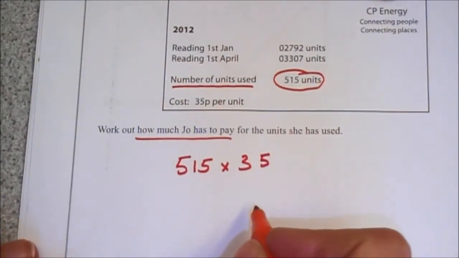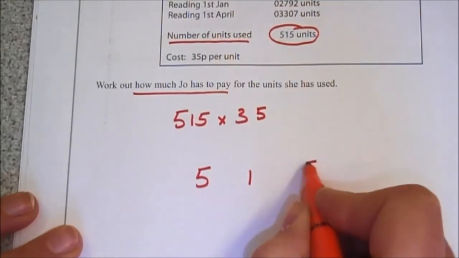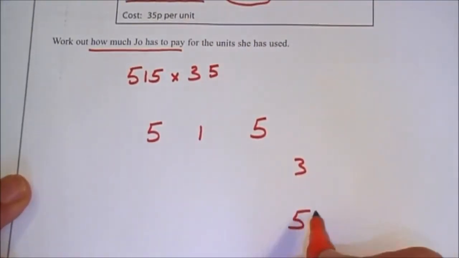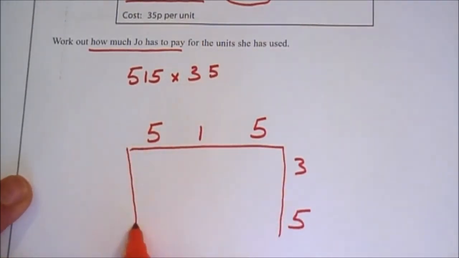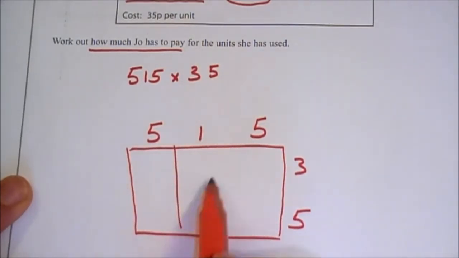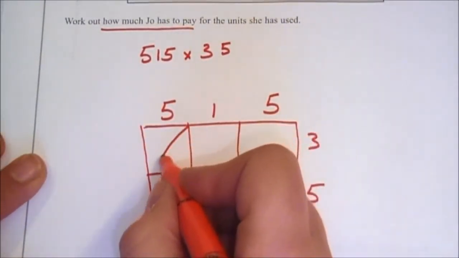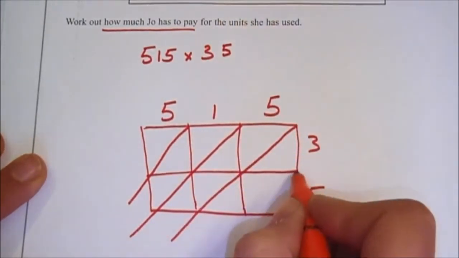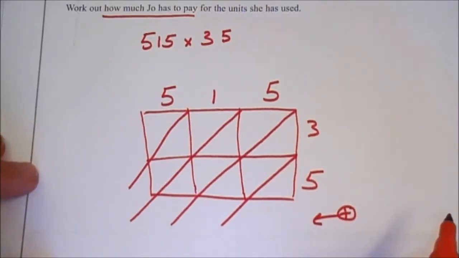In order to do this, I'm going to use my lattice method. That's where you have a square for each. So I've got 5, 1, 5 across the top. And I've got 35 down the side, and I'm going to make these into a square grid where each number has its own column and row. Then I'm going to diagonally cut through them. And I'm going to add them up from this side when I'm done.